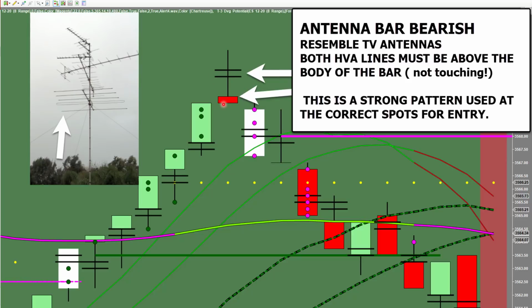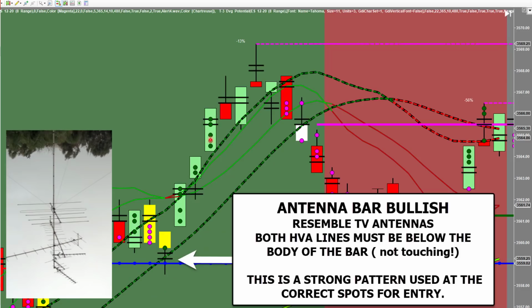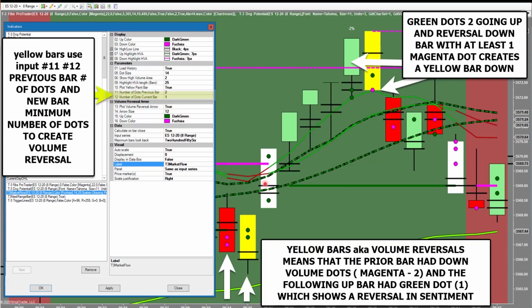By itself, it doesn't mean anything, but when we put it at the right spot, it really means a lot for us. So you'll see antenna bars that are also bullish that go up. Again, the characteristic is usually it looks like an antenna bar with the high volume below the bar and then a reversal to the upside. Again, you'll see these all over the chart. I mean, they happen all over the place. And again, word of warning, we're not trading every pattern. We're only focusing in on the correct spots.